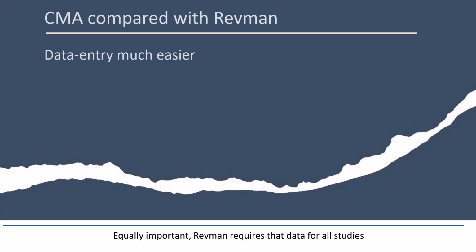Equally important, RevMan requires that data for all studies be entered using the same format. By contrast, with CMA, you can enter data for each study in its own format and use as many formats as needed in the same analysis. CMA also supports a much wider range of effect size indices than RevMan.